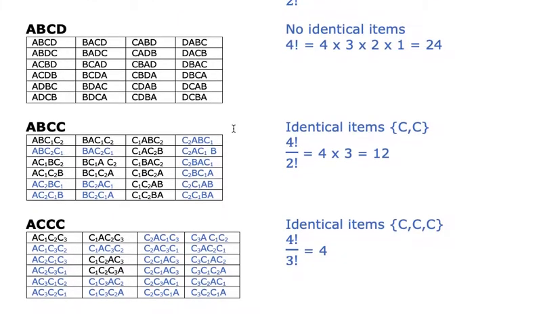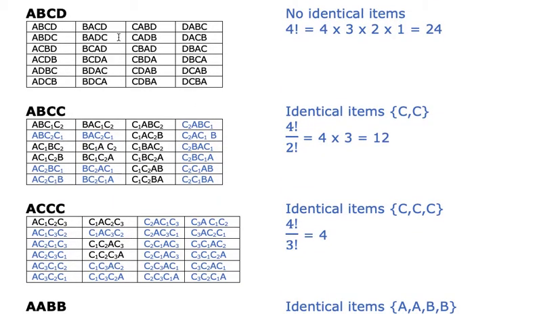Next, for A, B, C, D, there are no identical items, so we can rearrange 4 items 4 factorial ways. That's a total of 24. If we were to have one pair of identical items, C and C in this case, now we can rearrange these right here in 2 factorial ways. Either C1, C2 or C2, C1. So therefore, we divide the total number of cases by 2 factorial, which is 2.